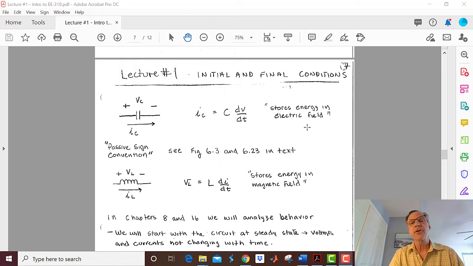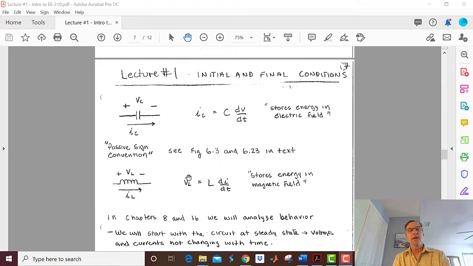Capacitors store energy in their electric field. And the differential equation that describes a capacitor under any condition in any circuit is I_C, the current, is equal to C dV/dt.